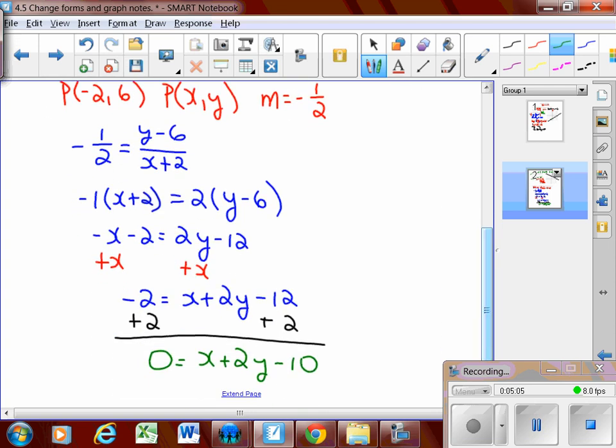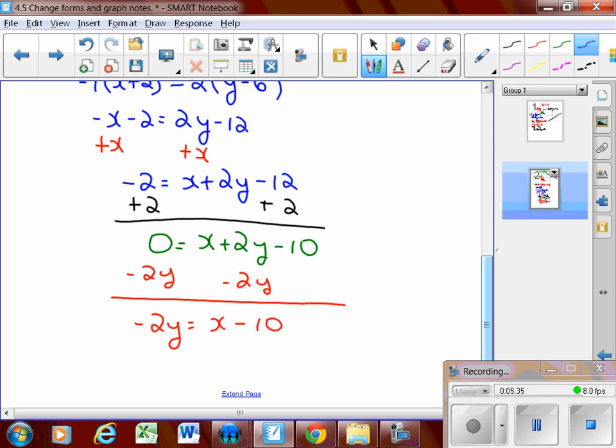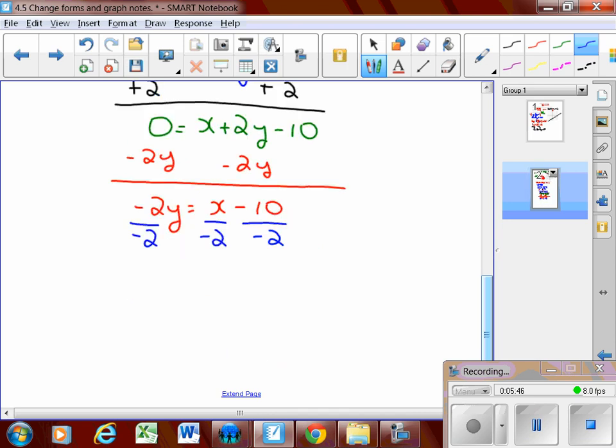Why don't we take a minute as well to review how to change this back into y equals mx plus b format, because those are the two formats that we want to make sure we can work with. So if I want to solve this for y, the first thing I'm going to do is get the y's by themselves. So I'm going to subtract 2y from both sides. So then negative 2y equals x minus 10. To get the y by itself, the opposite of multiplying is to divide. We don't divide one of the terms by negative 2. We divide all three of the terms by negative 2.